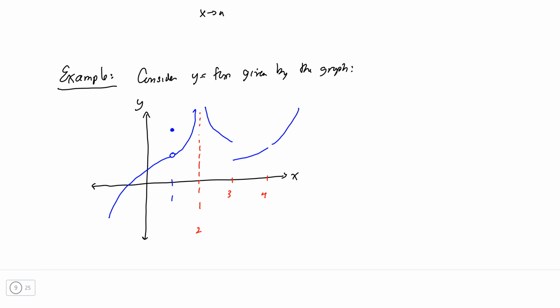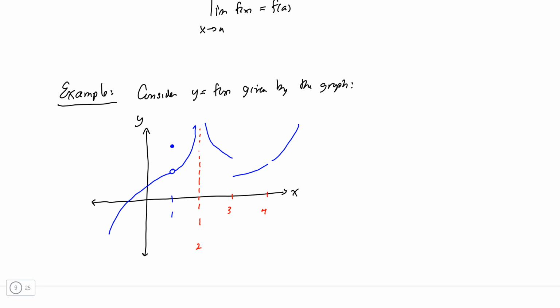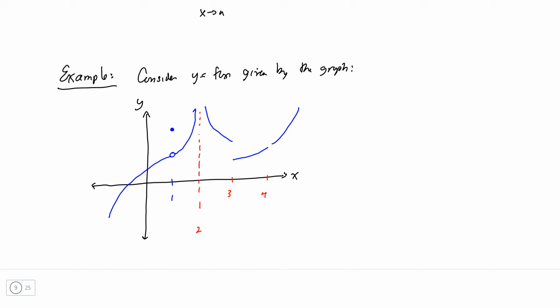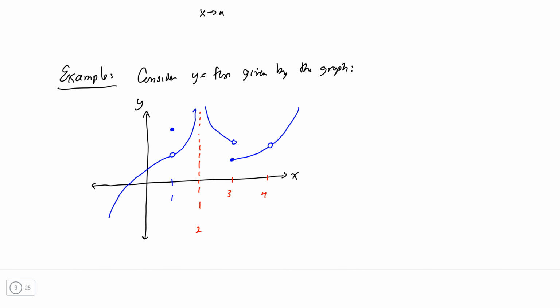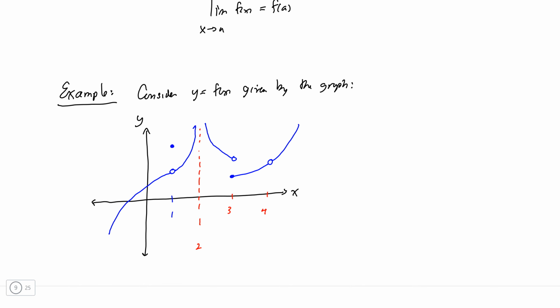I don't know why that all of a sudden just erased. There we go. Evidently it doesn't like me drawing this. There we go. Okay, so this is the function y equals f of x. Where is y equals f of x not continuous?